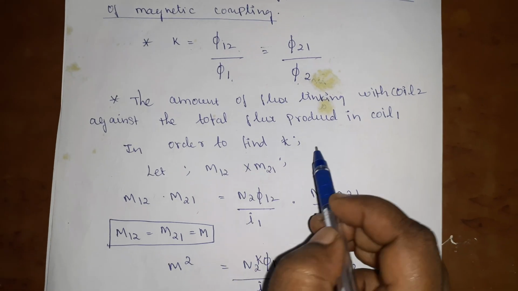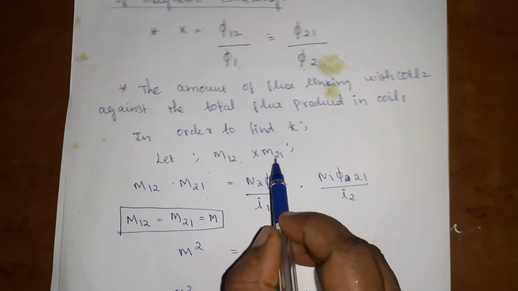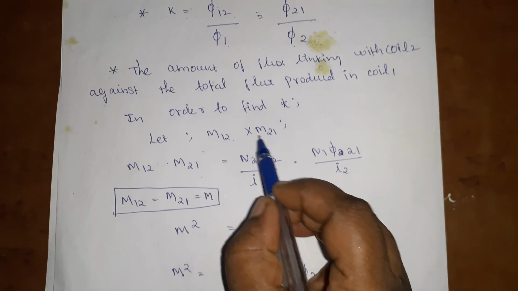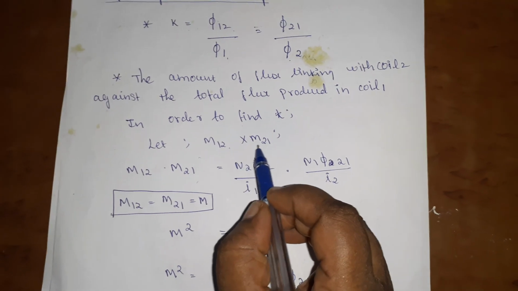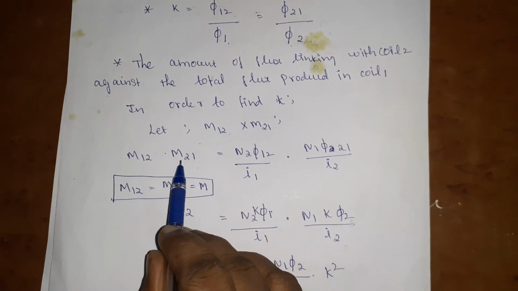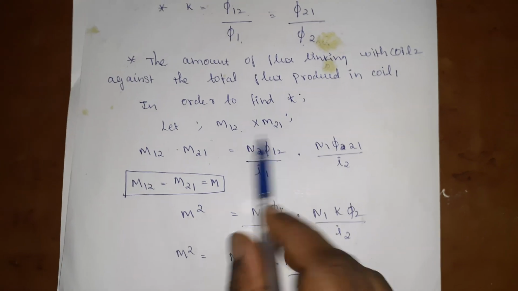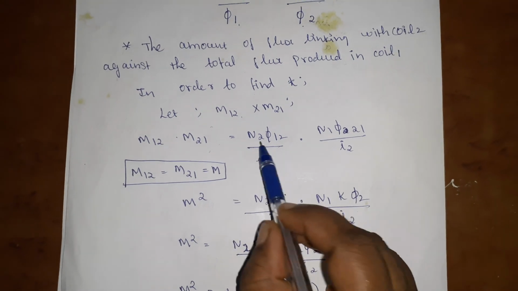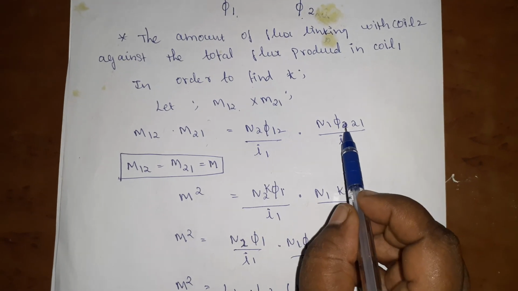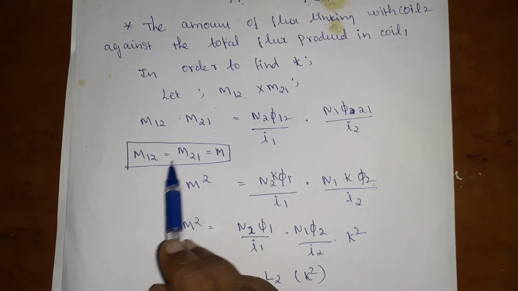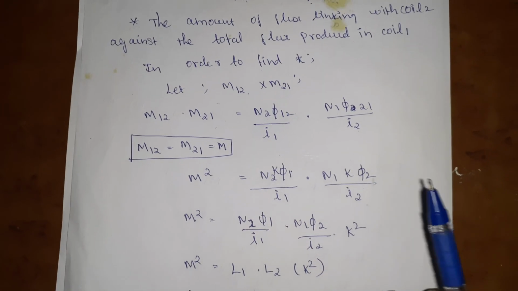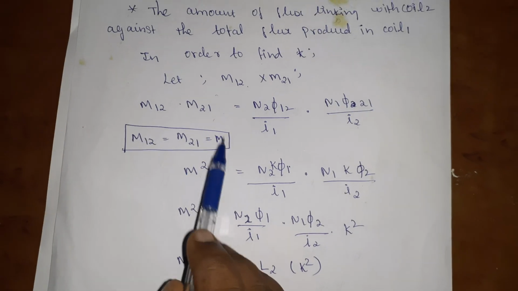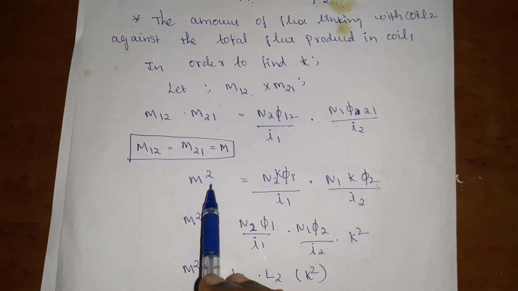In order to find K, let us multiply M12 and M21, that means the mutual inductances. You already know this equation for mutual inductance. So you write N2 phi 12 by I1 and N1 phi 21 by I2. So M12 times M21, both equal to M, gives M square.